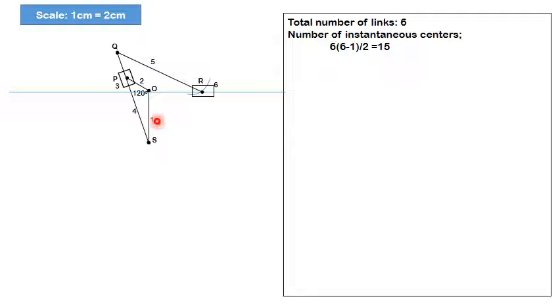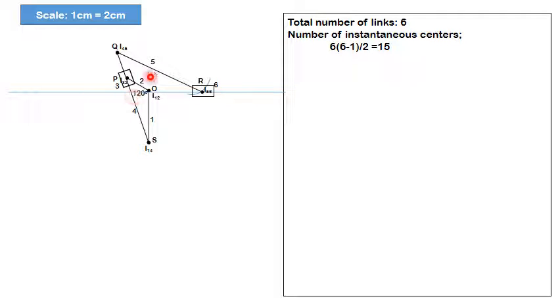For example, if you consider link 1 and 4, they are joined at this point, and hence this is I14. Similarly, 2 and 1 are joined by this hinge. This is I12. Slider and link 2 are joined by this hinge, so that's why it is I32. 4 and 5 are joined by this hinge, I45. Slider 6 and link 5 are joined by this hinge, so I56. So I have located all the hinges as instantaneous centers.